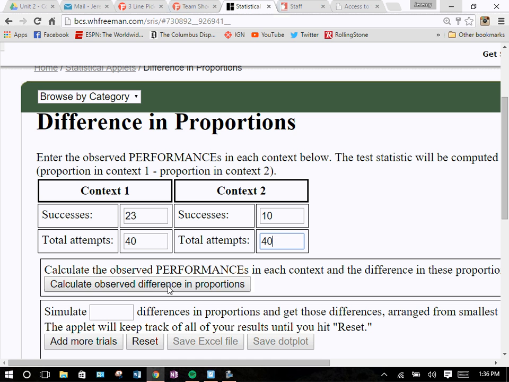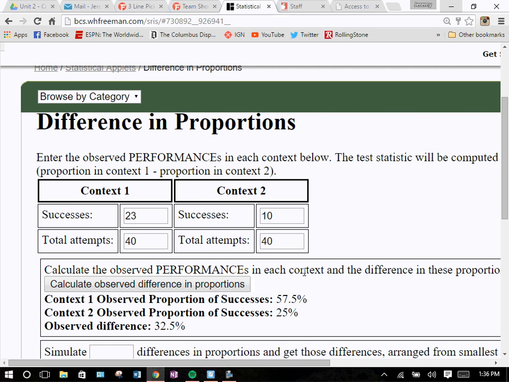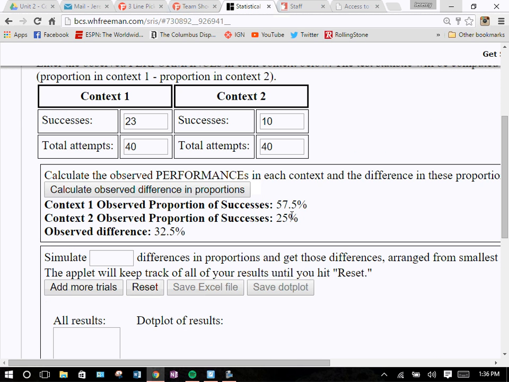observed difference in proportions. You guys see these numbers? Well, yours might be a little bit different. You guys are probably seeing decimals. So you see 0.575, 0.25, and 0.325, right? That's fine. Just know that it's the same as percents.